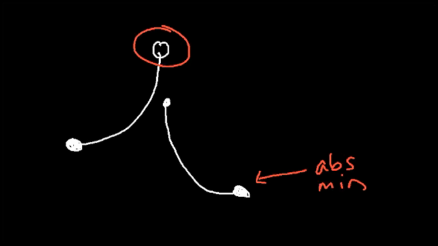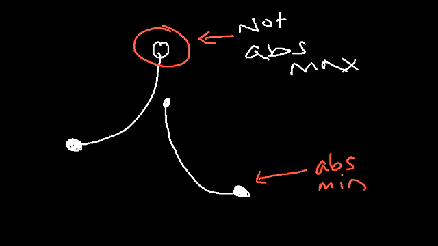Now what about this one? Let's say we have a closed circle, an open circle, another closed circle, and let's say this is a closed circle as well. So this point is the absolute minimum. It has the lowest y value, but since this is an open circle, this is not an absolute maximum. There's no relative extrema in this particular graph.